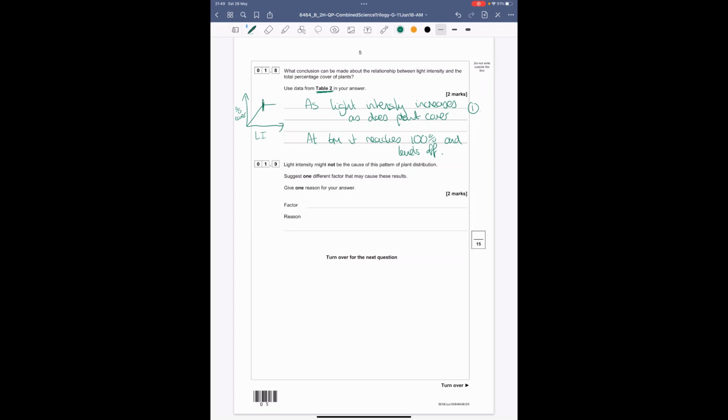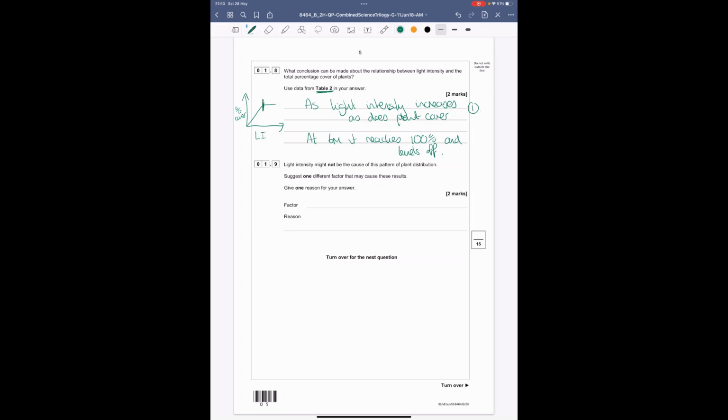Question 1.9. Light intensity might not be the cause of this pattern of plant distribution. Suggest one other factor that may cause these results. Give one reason for your answer. So now you've got to think about any other factors that may affect the level of plants apart from light intensity. Well, carbon dioxide is another limiting factor of photosynthesis, but that would be the same in the atmosphere regardless of where it is, so it can't be that.